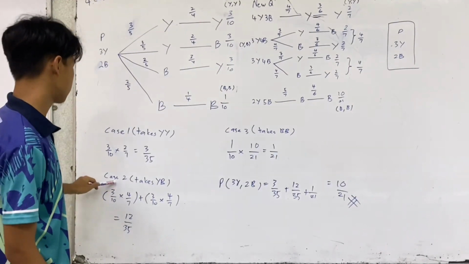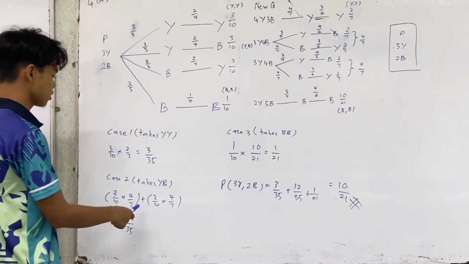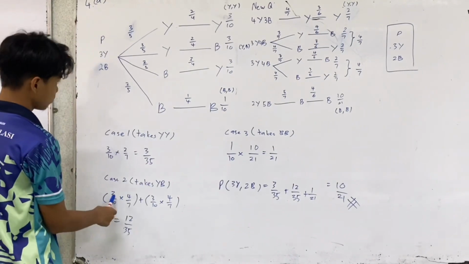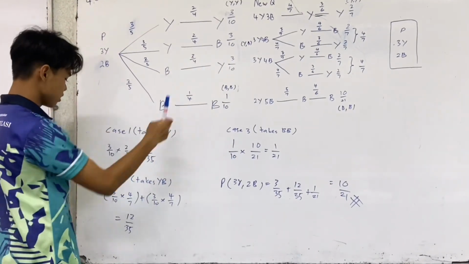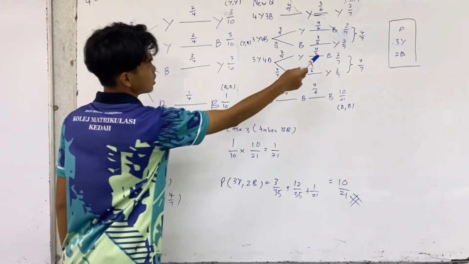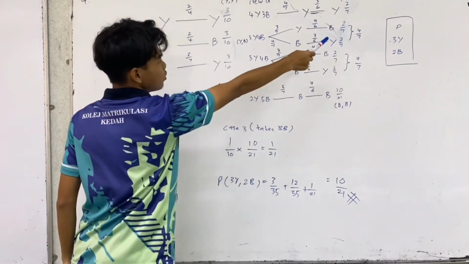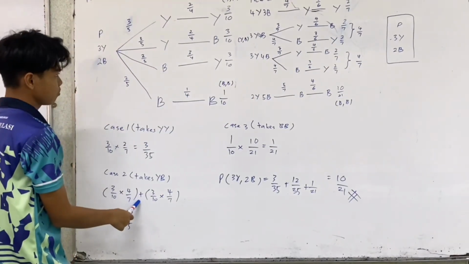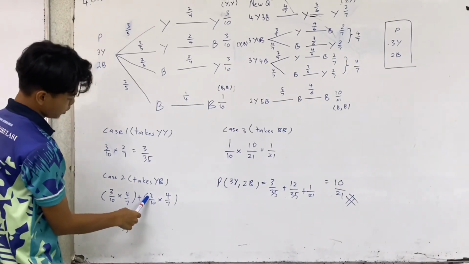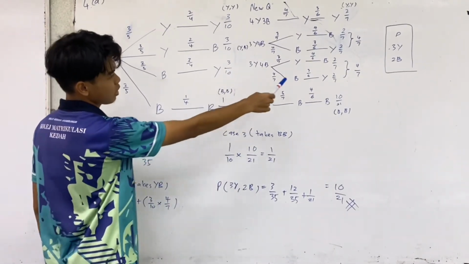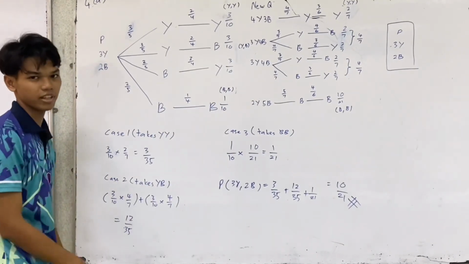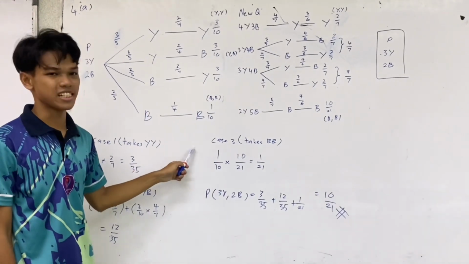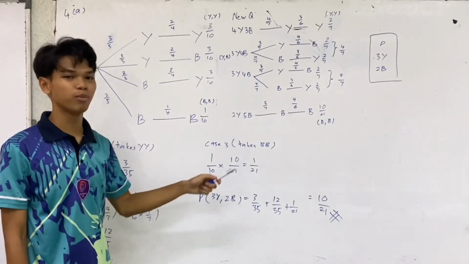For the second case, we took the probability 3/10 and times with the total from Q to P 4/7, and plus 3/10 times 4/7 also, and we got the answer 12/35.